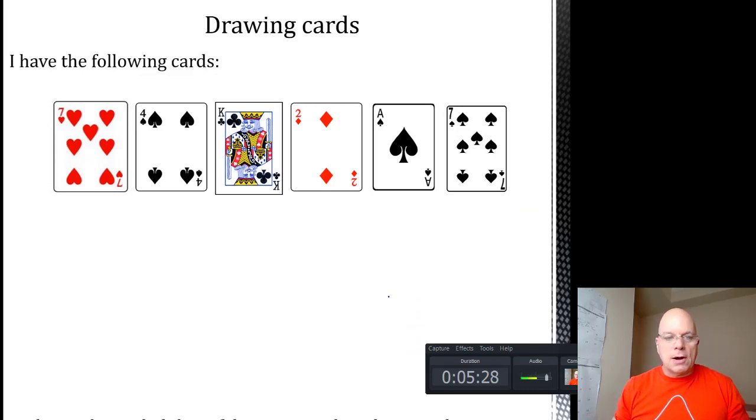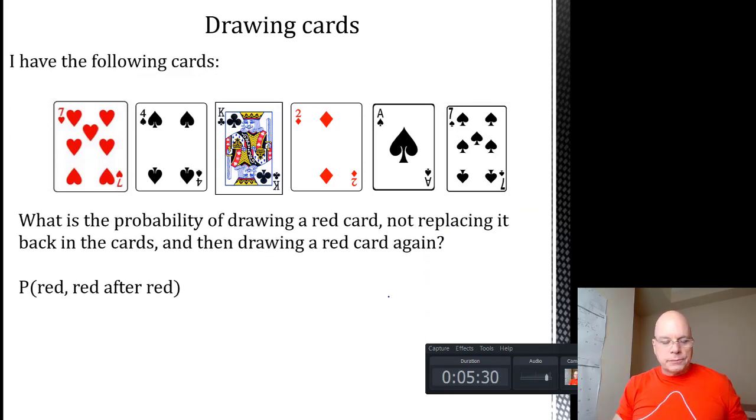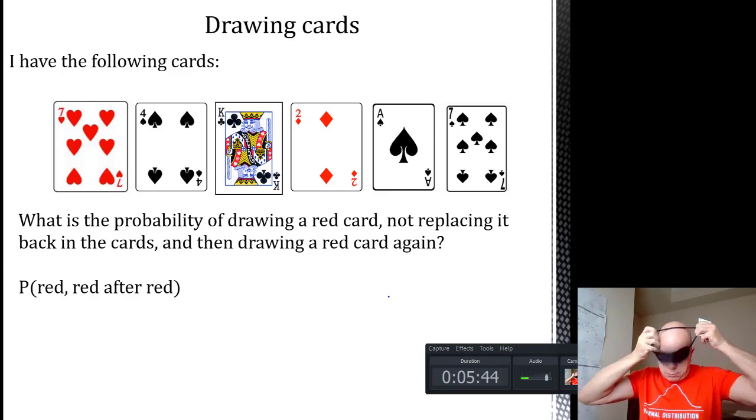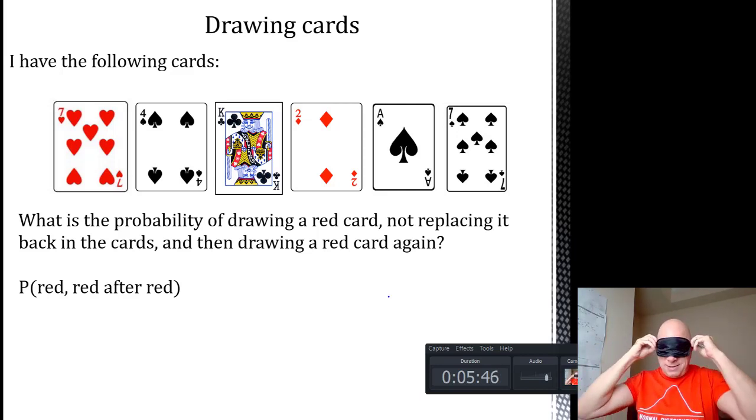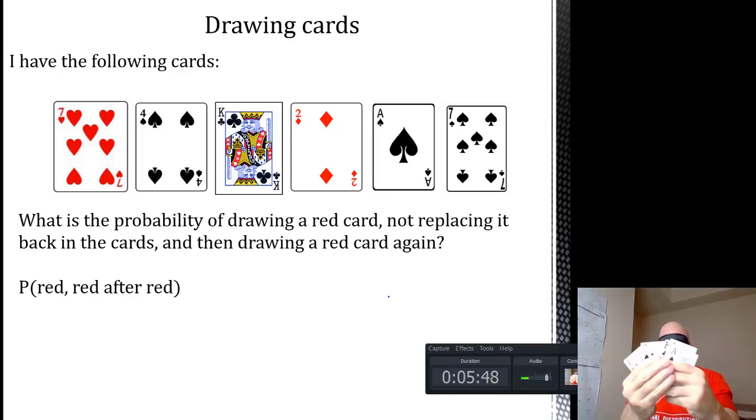If I take these same cards, what is the probability of drawing a red card, not replacing it back into the cards, and then drawing a red card again? So let's try this one. Blindfold. I'll show you I have the same cards. I'm not looking at the cards. I'm mixing them up.